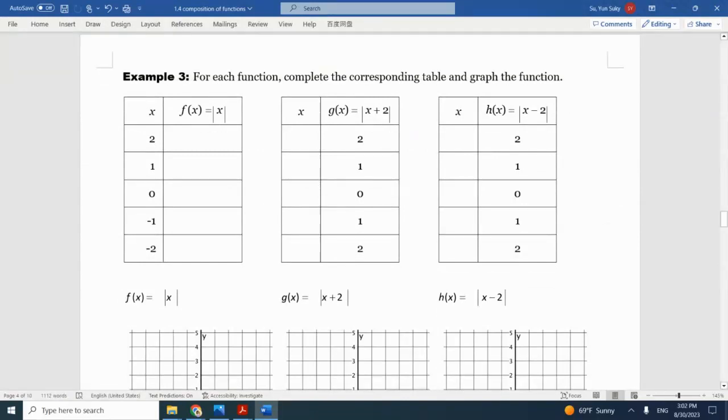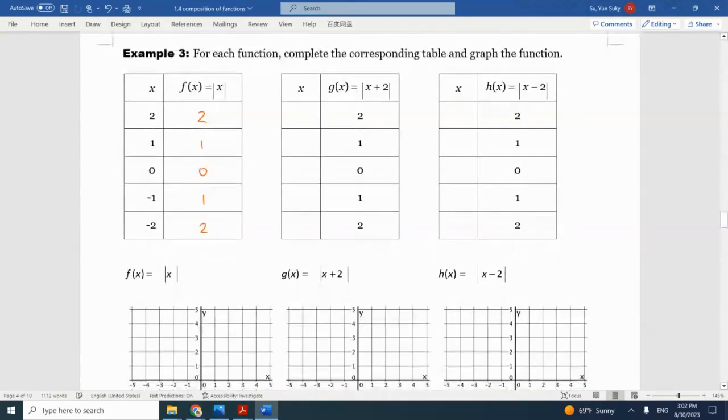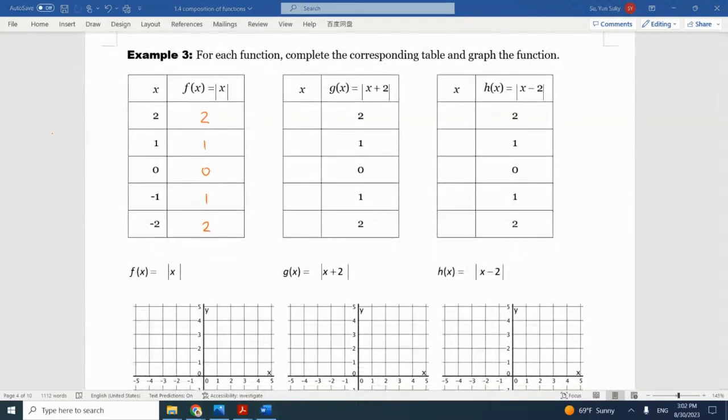Okay, so absolute value of x we know is 2, 1, 0, 1, 2, right? This is still the same. So okay, connect them. Let me draw it better. Okay. Ugly lines. So ugly. I can't stand it. Let's do it again.